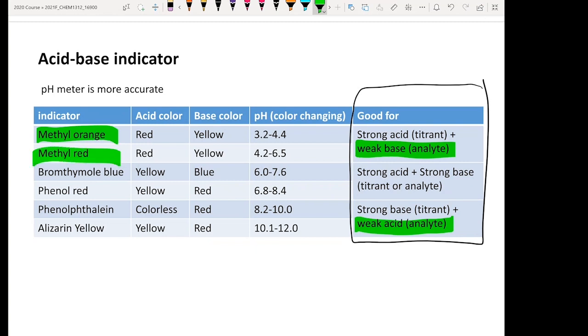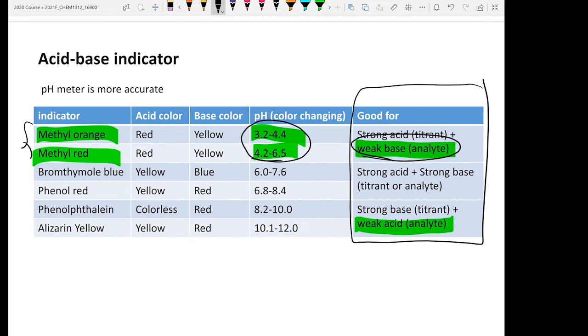If you have a weak base as your analyte, then these are the 2 indicators you can use. And it's good for a certain pH range. You don't need to know about the pH range for now. Focus on this. If you have a weak base as your analyte, these 2 are the indicators you are going to use, because they are going to change color when you reach your equivalence point.